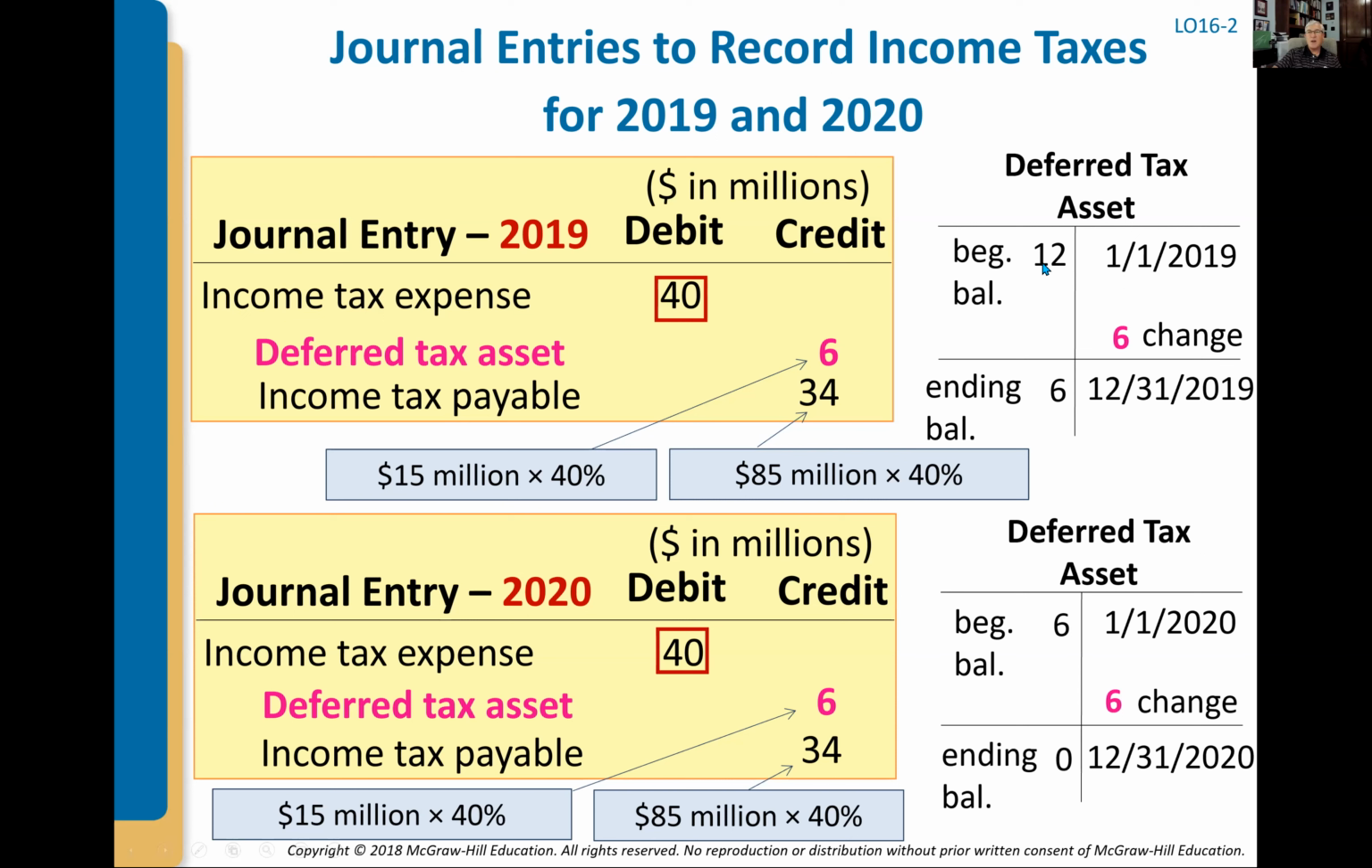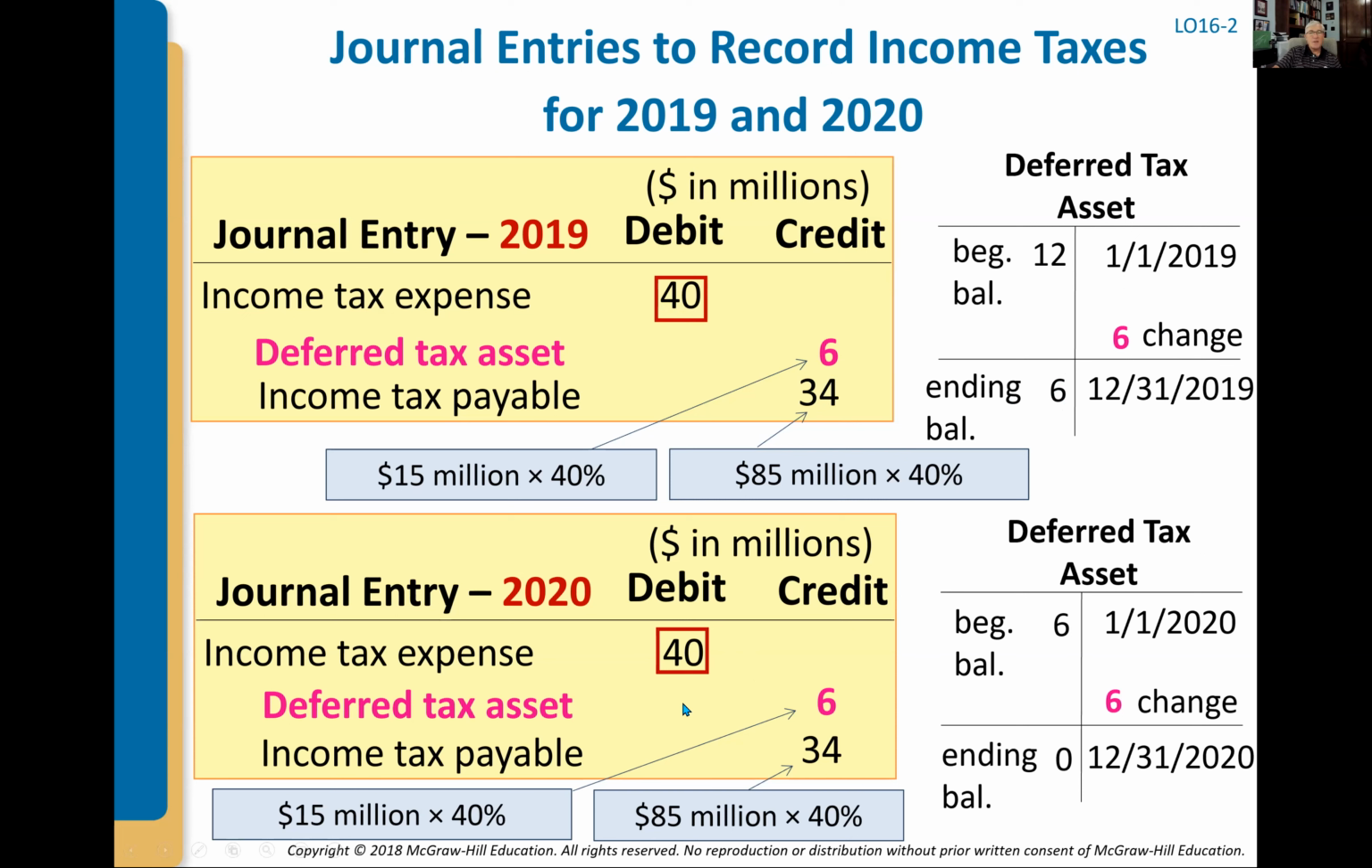So I have a $12 million debit. I want to end with a $6 million debit. I've got to do a credit to make that work. Deferred tax asset credit. My ending balance on the balance sheet will now be a $6 million deferred tax asset. Income tax expense is a plug. I've got to make my debits equal my credits. 40 equals 40. So income tax expense is 40.